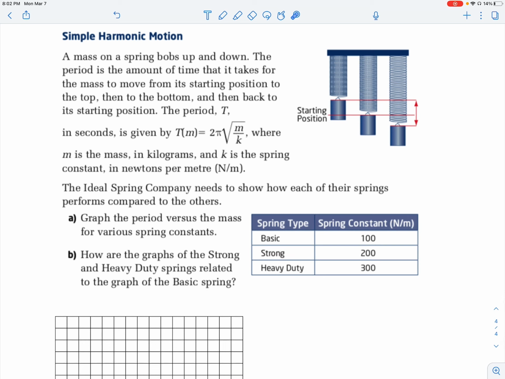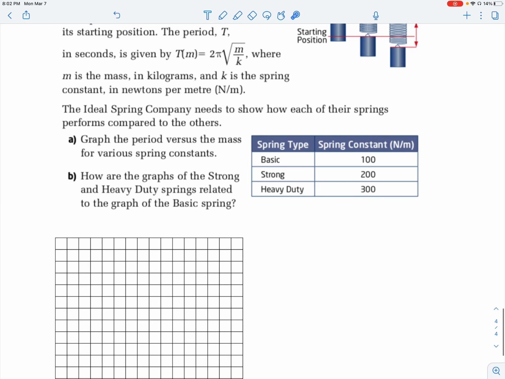The Ideal Spring Company needs to show how each of their springs performs compared to others. They have the basic spring, which has a spring constant of 100. The strong one is double that, 200 newtons per meter. The heavy duty, 300 newtons per meter. We're asked to graph the period versus mass for the various spring constants, so we want to do T versus M.